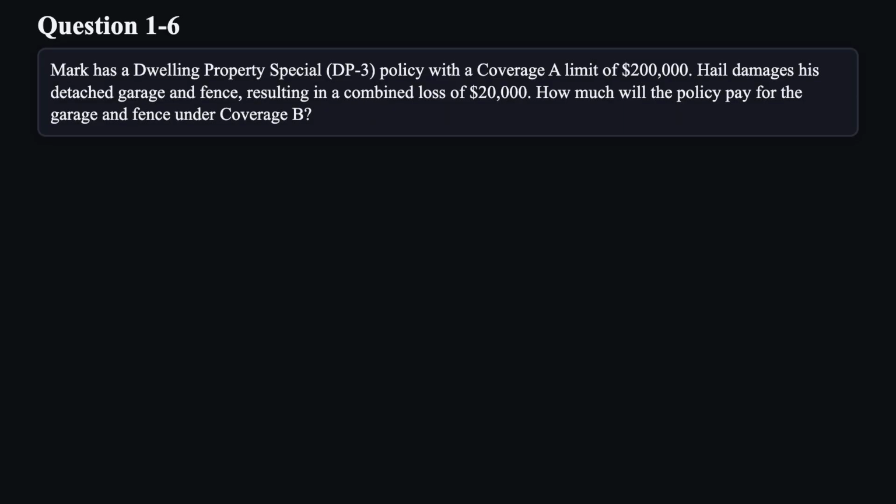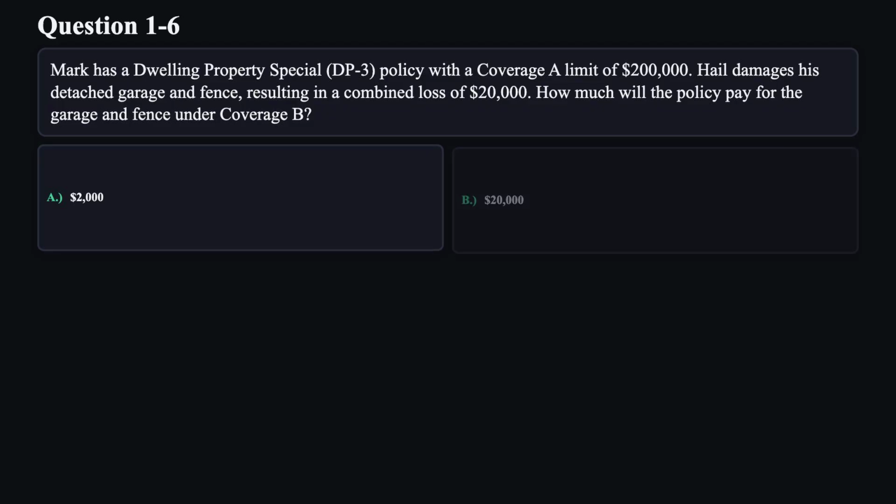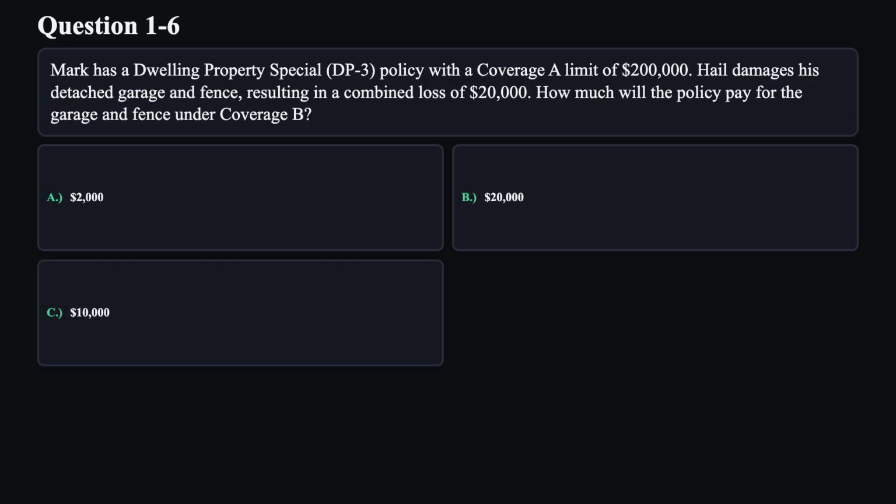Question 6. Mark has a dwelling property special, DP3 policy, with a coverage limit of $200,000. Hail damages his detached garage and fence, resulting in a combined loss of $20,000. How much will the policy pay for the garage and fence under Coverage B? A. $2,000. B. $20,000. C. $10,000. D. $40,000.